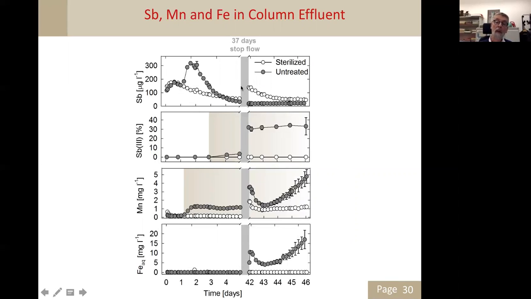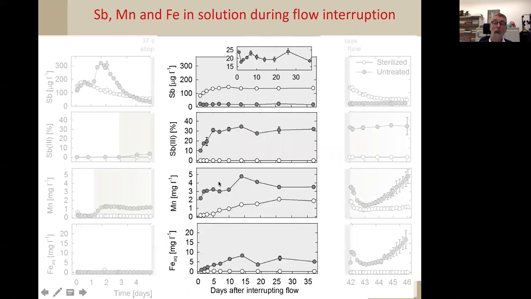This initial peak and also this increase after the flow was resumed indicates that we have some maybe physical, maybe chemical non-equilibrium effect with desorption, sorption, or exchange with less mobile phases. What happens during this flow interruption phase is shown in this graph. So we also see here there is some non-equilibrium effect, but then the antimony concentrations remained stable. They were higher in the sterilized soil, in agreement with the fact that we have here more reduction, while little happened in the untreated soil.